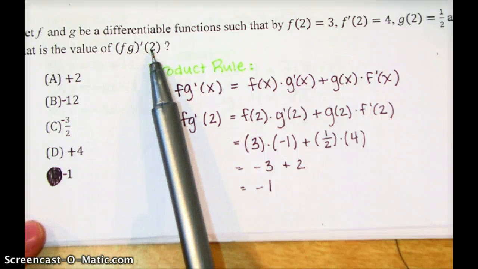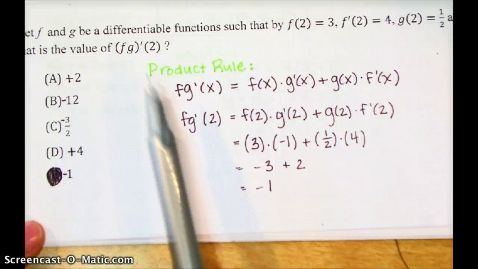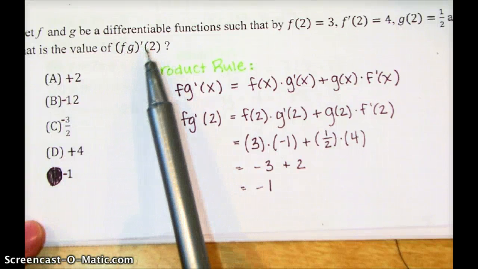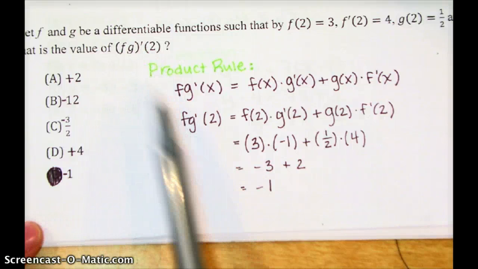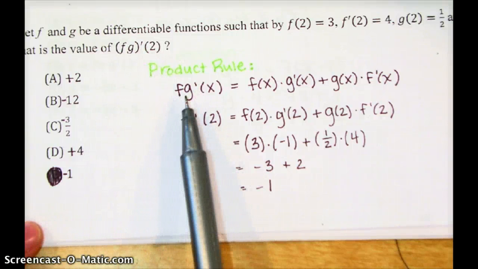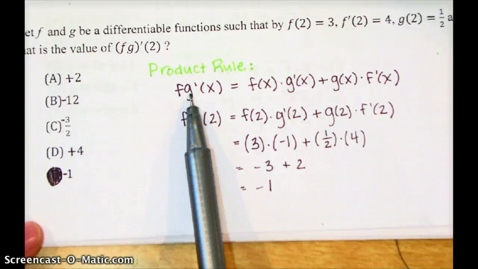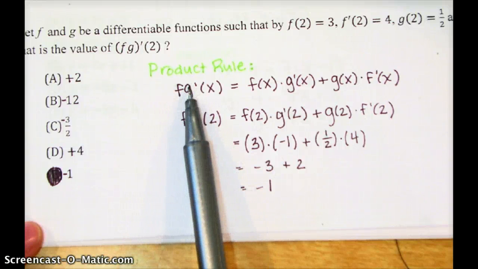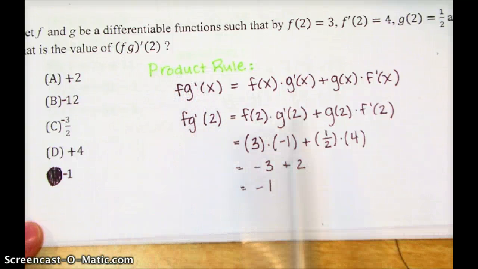This is just a simple product rule problem. To start with, I take the derivative of the product, then the last step is to plug in 2. So (fg)' really means the derivative of f of x times g of x. In order to take the derivative of a product, you can't just take the derivative of the first and multiply it times the derivative of the second. You have to use product rule.